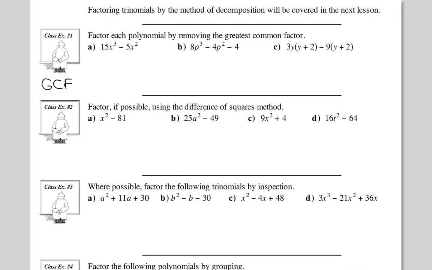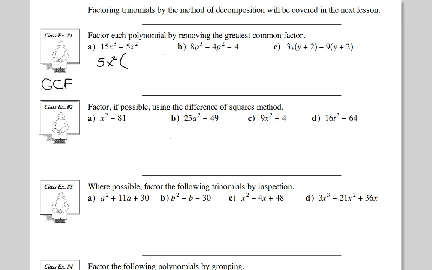So we're looking for something that divides both terms, and then whatever that thing is, we're going to pull it out to the left. We're going to factor it out. So 15 and 5, what's the biggest number that divides those? 5. And then how many x's are shared between an x^3 term and an x^2 term? 2, right? So at most, you can factor out an x squared.